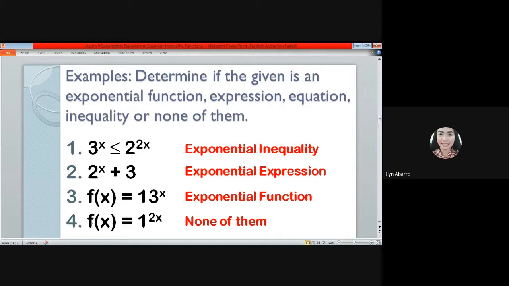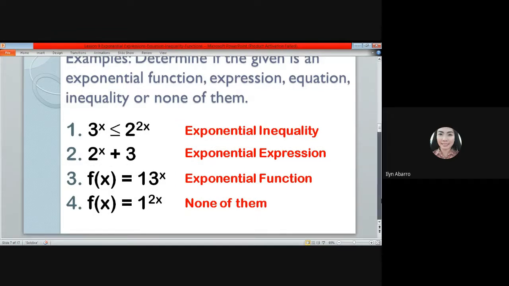Okay, number 4, the function of x, or f of x, is equal to 1 raised to 2x. The answer is none of them. Why? This is a function notation, f of x is equal to, and our base here is 1. We have a condition that the base must be greater than 0 but not equal to 1. So it does not satisfy the condition. So this is none of them, or it is not an exponential expression or anything.